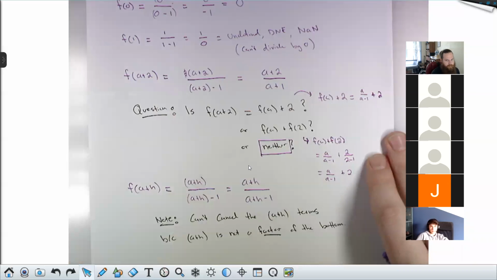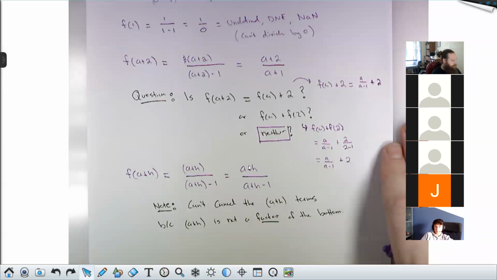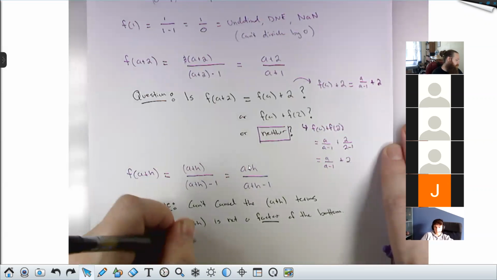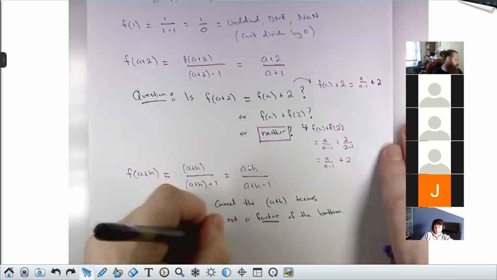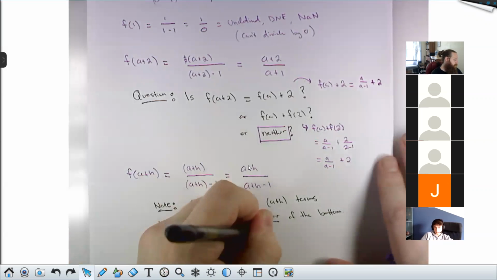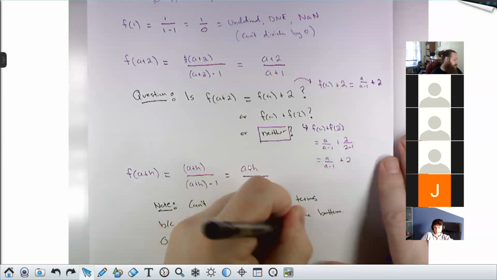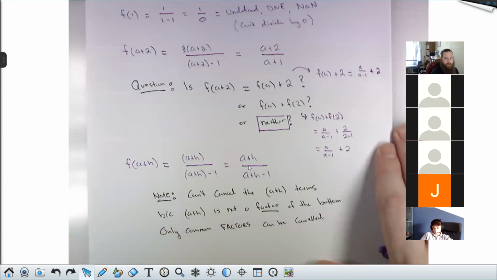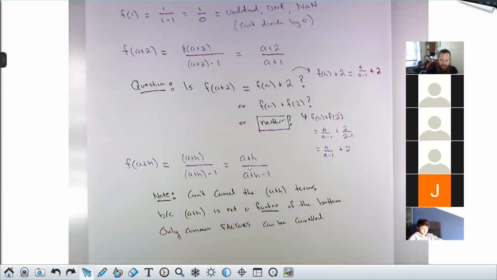We cannot cancel the a plus h's because a plus h is not a factor of the bottom. Only common factors can be canceled. It kind of looks like we should be able to cancel them. Just the way things are written, it kind of suggests or makes us want to cancel them. But we cannot cancel them here because a plus h is not a common factor.